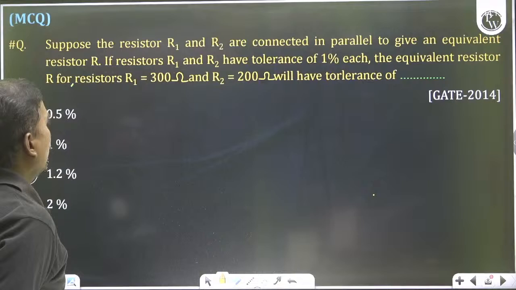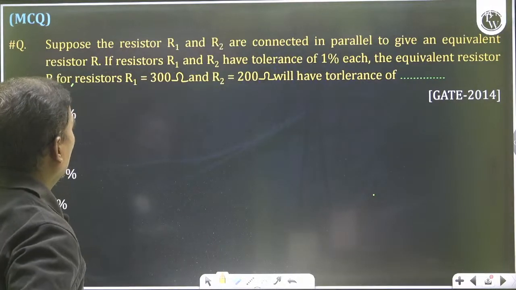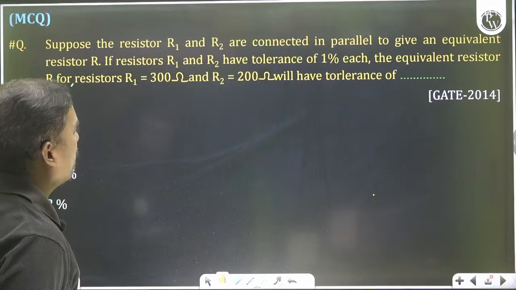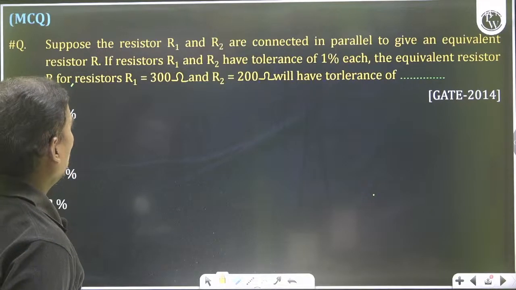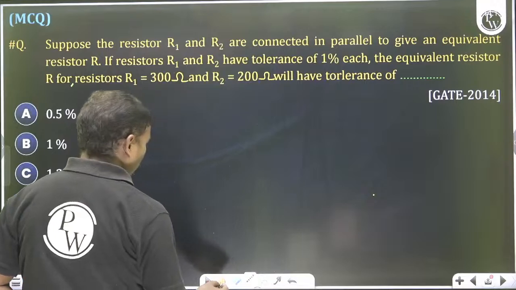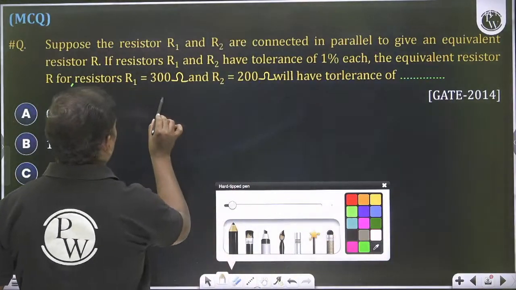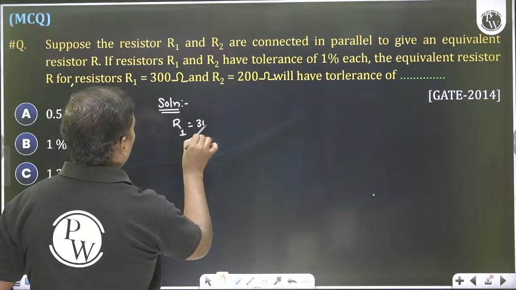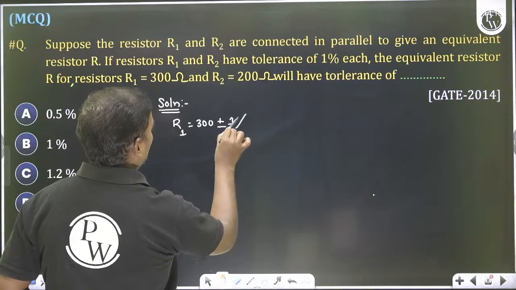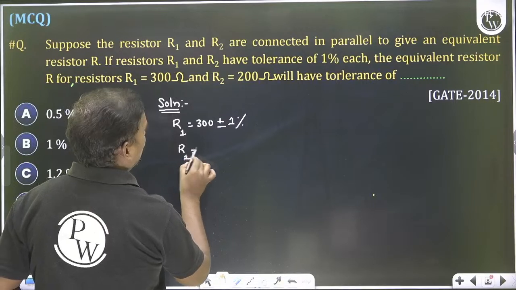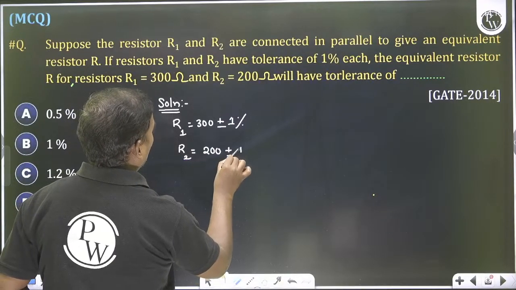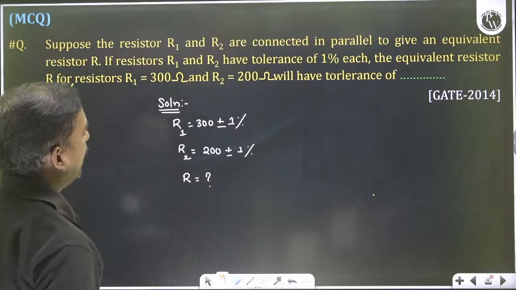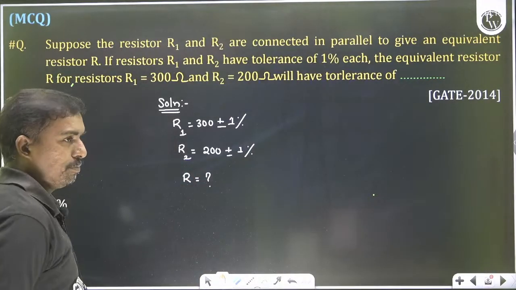Suppose resistors R1 and R2 are connected in parallel to give an equivalent resistor R. If R1 and R2 have a tolerance of 1% each, what is the meaning of this? Solution: R1 is equal to 300 ohms plus or minus 1%, R2 is equal to 200 ohms plus or minus 1%. So what tolerance will R have? How to solve this question?